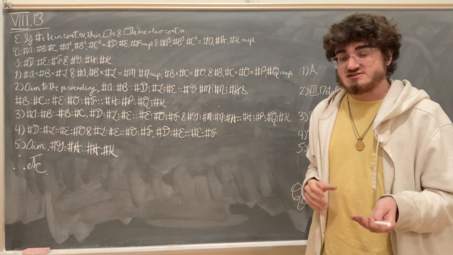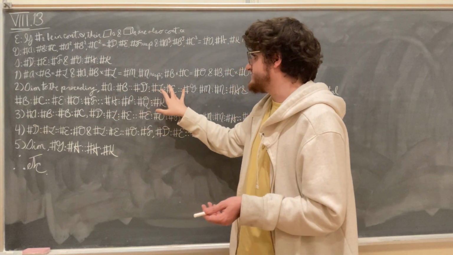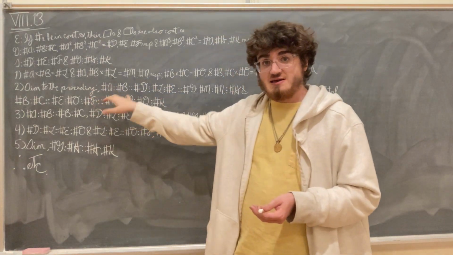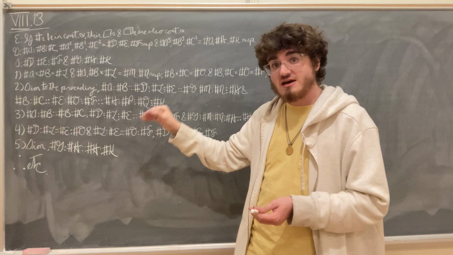We can go through similar reasoning to show that A is to B just as L is to E, because B times A makes L, and B times B makes E.